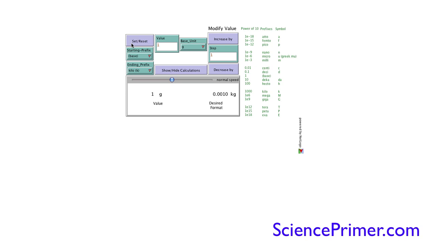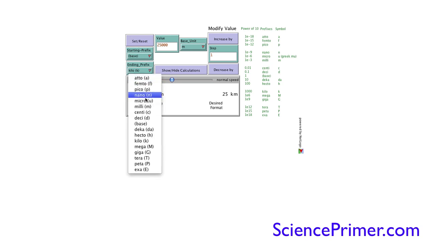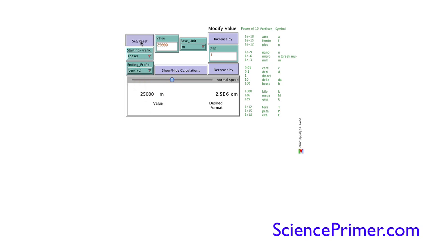For example, the base unit can be changed from grams to meters. The value can be changed from 1 to 25,000. And the target prefix from kilometers to centimeters. With these changes, the illustration now shows that 25,000 meters is equivalent to 2.5 times 10 to the 6 centimeters.